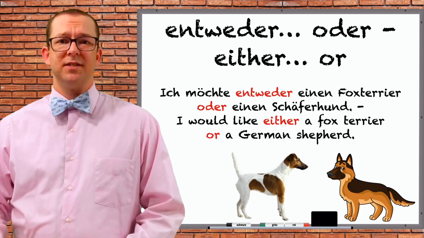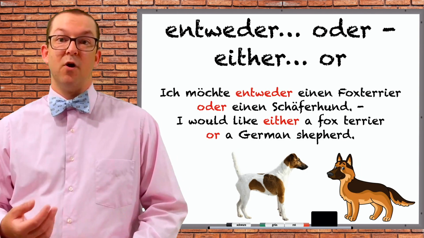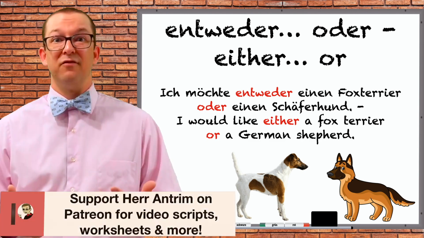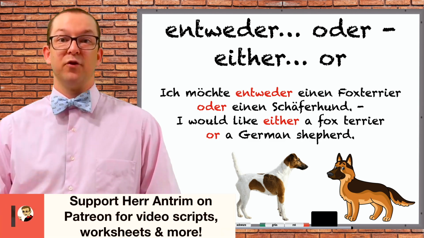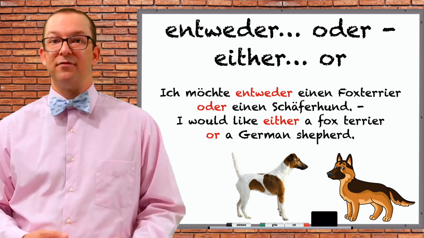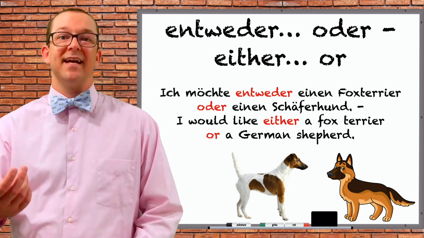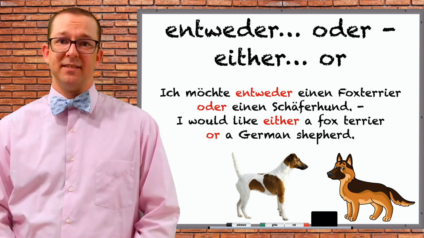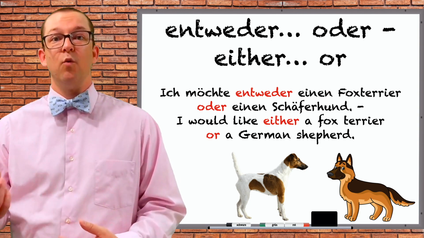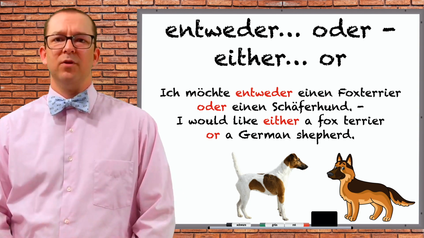In order to use this conjunction and others on this list that are also coordinating two-part conjunctions, you put entweder, or whatever the first part is, in front of the first option or the first half. Then you put oder, or the second half of the conjunction, before you start the second option or the second half of the sentence. You can use these two parts to introduce an entire clause or simply a word or two. Let's start with a couple of words.